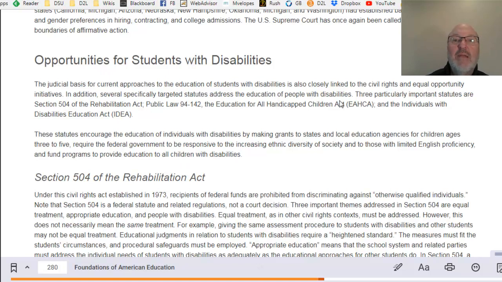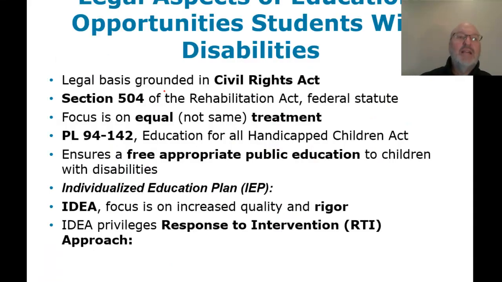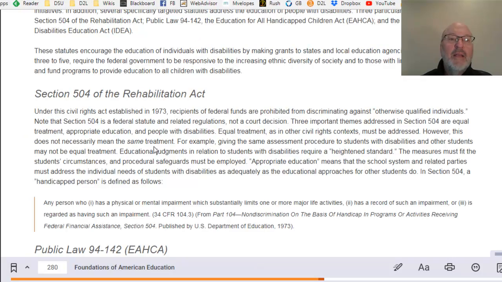And again, like I said, it came from little girl Brown versus the Board of Education. And here's the Rehabilitation Act. The Civil Rights Act, and then 504 is a federal statute, focus of equal, not same treatment. Let me show you 504. Equal treatment, as in other civil rights contexts, must be addressed. However, this does not necessarily mean same. For example, giving the same assessment procedure to students with disabilities and other students may not be equal.